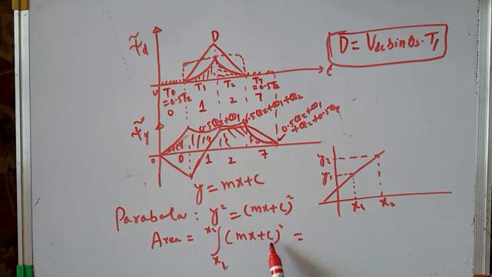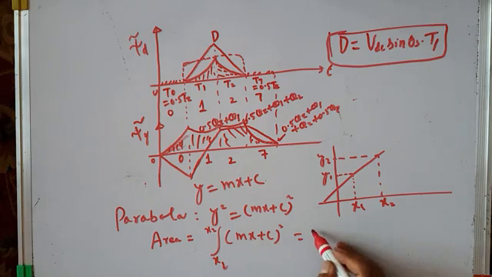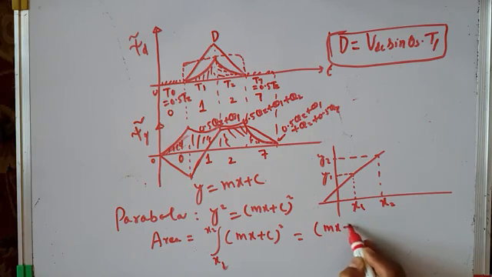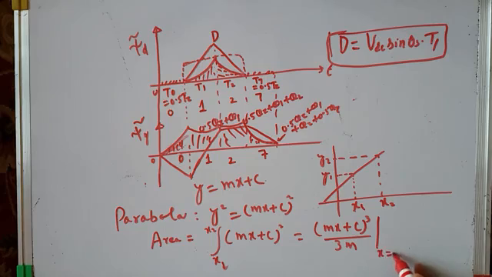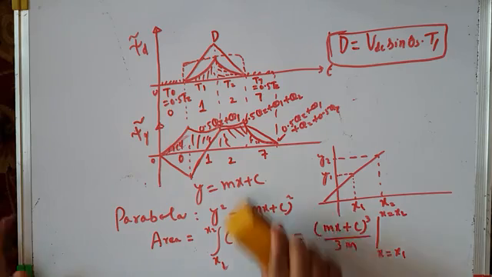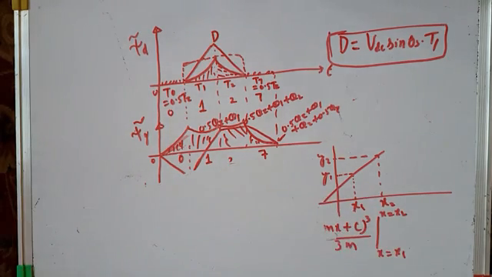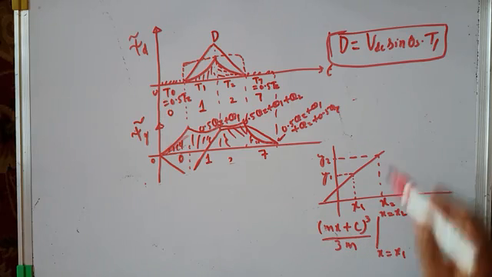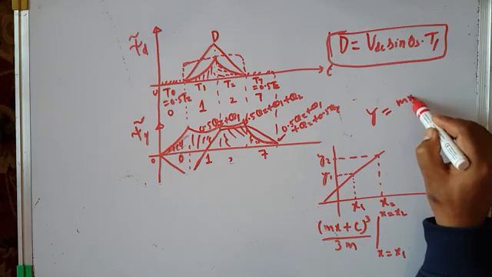So what does integration give? What is the integration of mx plus c whole square? The integration of mx plus c whole square is mx plus c whole cube by 3m. And the limits of integration are x equal to x1 and x equal to x2. Fine. Let us further simplify it. Now it is mx plus c whole cube. What is mx plus c, by the way? It is y, because just a few moments back we have written y equal to mx plus c.